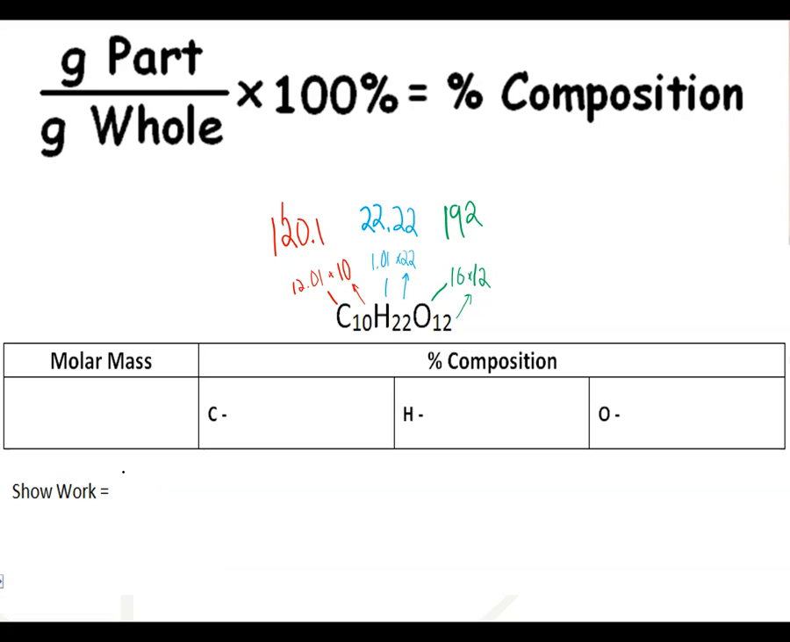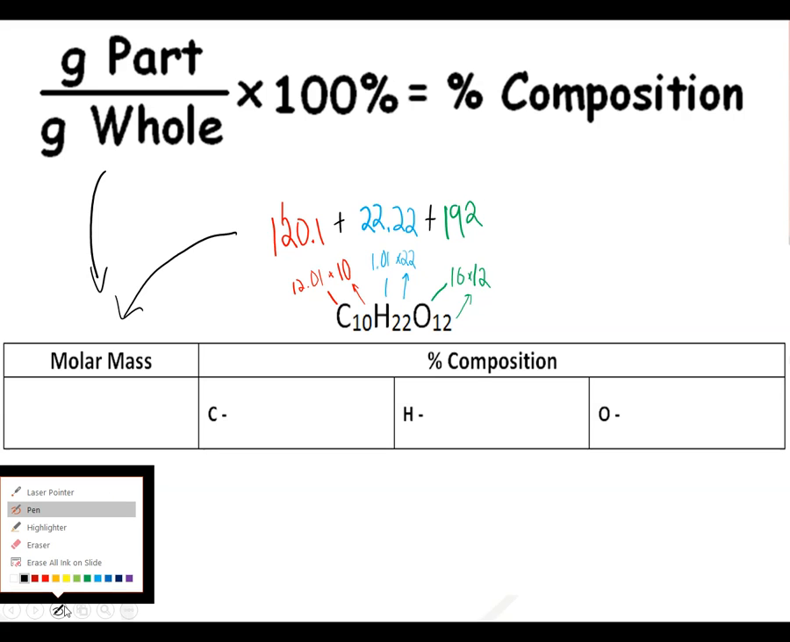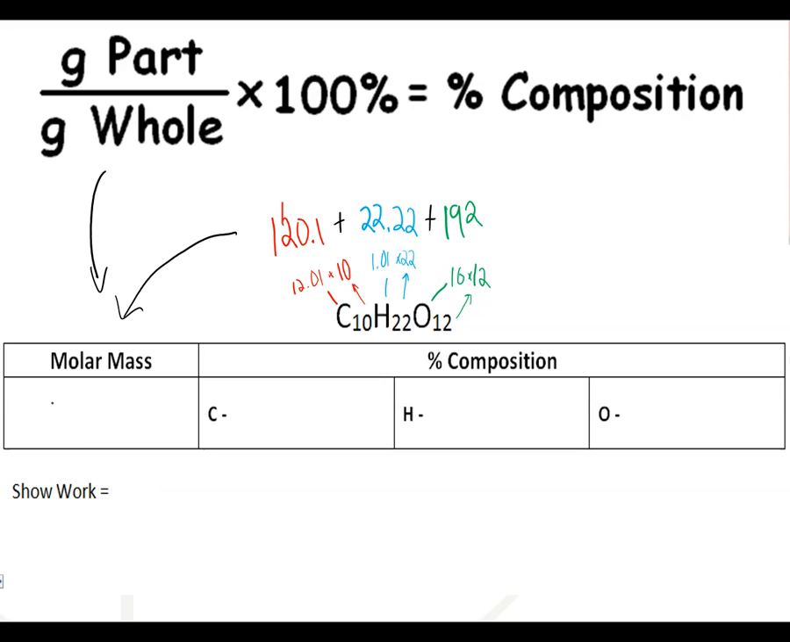Now, we're going to need to find the total mass of this. To do that, we're just going to add these things together, and that is going to get us the molar mass. The molar mass is also known as the whole, or the total mass, either or. When we do that, we have that the molar mass is equal to 334.32. So I'm going to write that down so that I've got it for later.